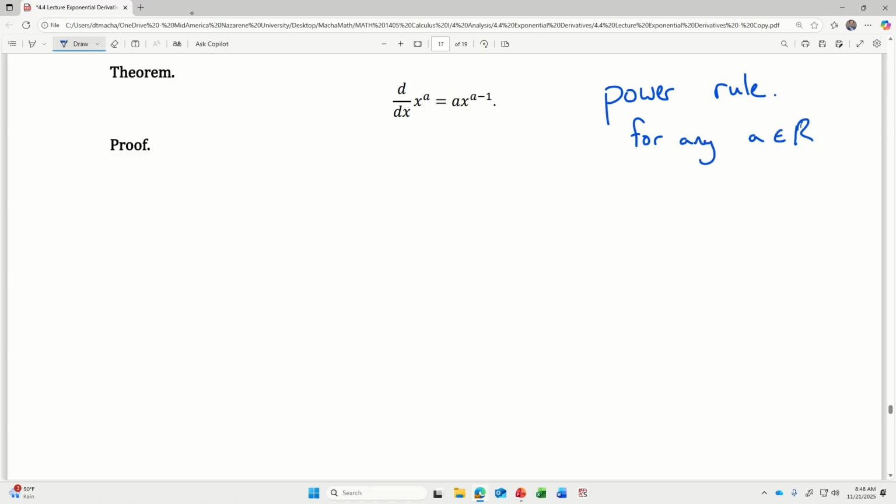For any real number a. And so the proof goes like this. I'm trying to think about the number x. And I remember that x is the same thing as e to the power natural log of x. So if I have x to the a power, that means I've got e to the power natural log of x raised to the a power.